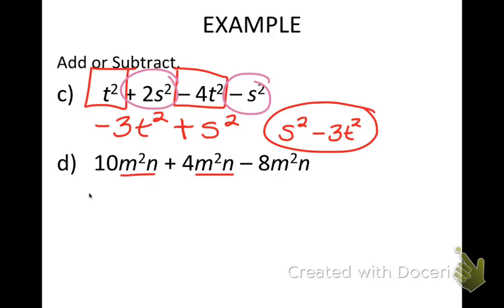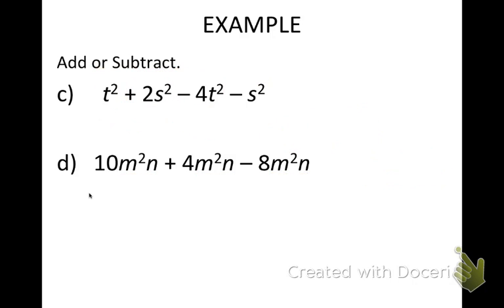Are all of my variables the same in each of those terms? Yes. So 10 plus 4 is 14. 14 minus 8 is 6. M squared n. What if you had like a separate m, would it still just be added onto it? Okay. Nothing too crazy right now?